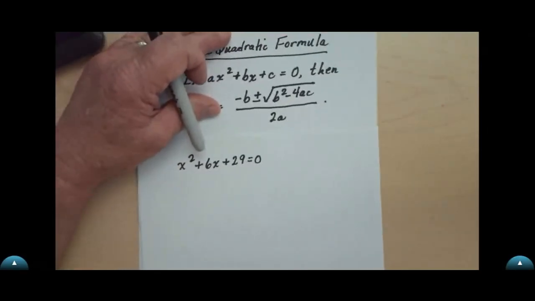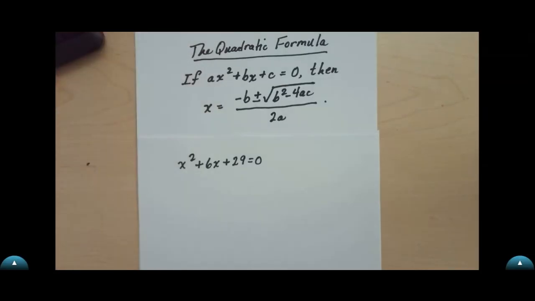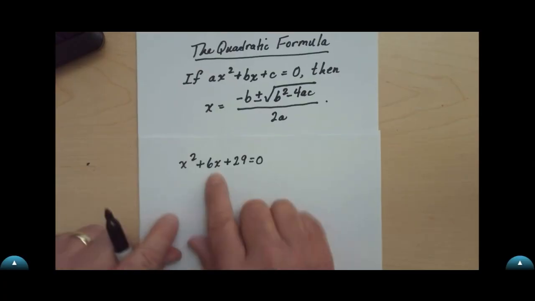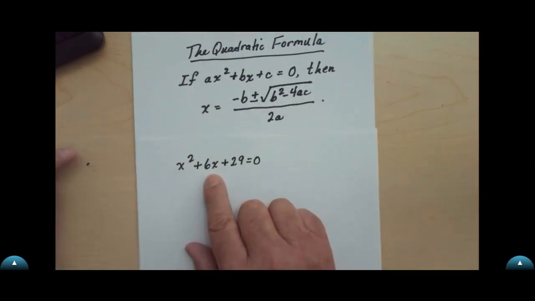So x squared plus 6x plus 29 equals 0. Certainly can't be factored. And I will tell you all this: sometimes it's a little tricky to look at a quadratic trinomial and just know off the top of your head whether or not it could be factored. If it can be factored, that's your best approach. Factor it and look at what makes each factor 0.